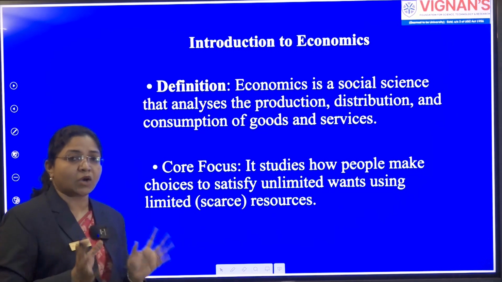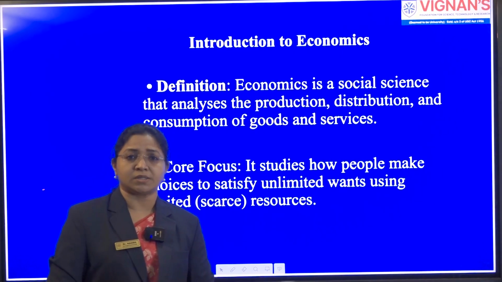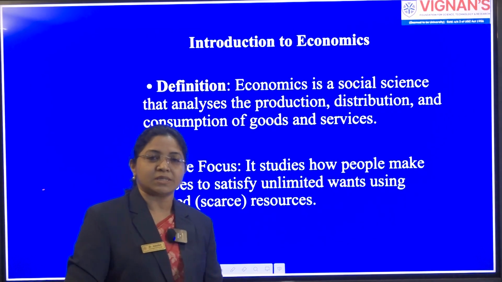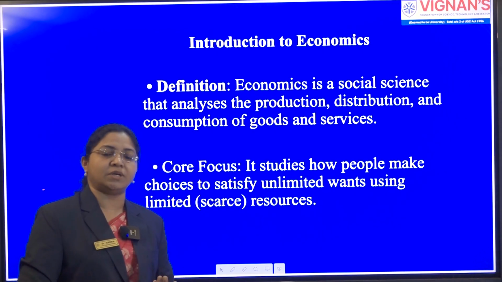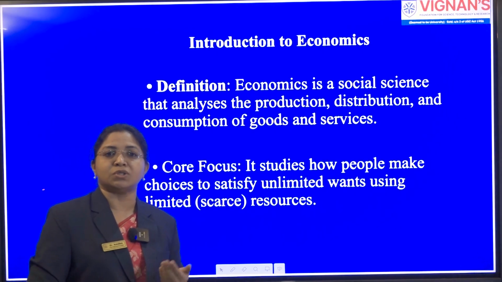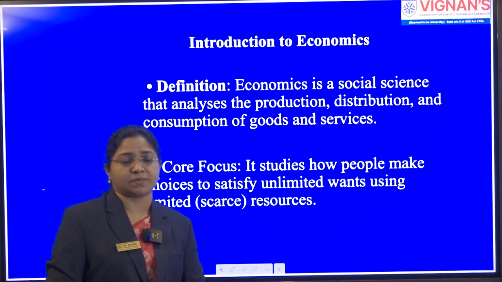Coming to a comprehensive definition which we are using: economics is a social science. What is social science? Social science is a systematic study of different disciplines. These could be about cultures, behaviors, or ideas. Along with economics, there are many other disciplines which we can see, like psychology, sociology, history, political science. These are different social sciences.